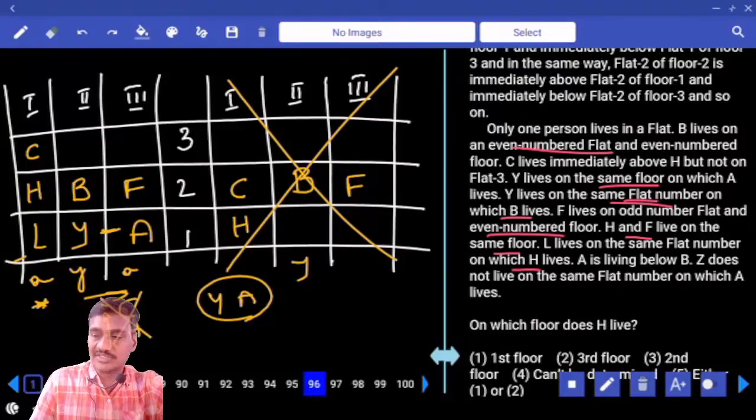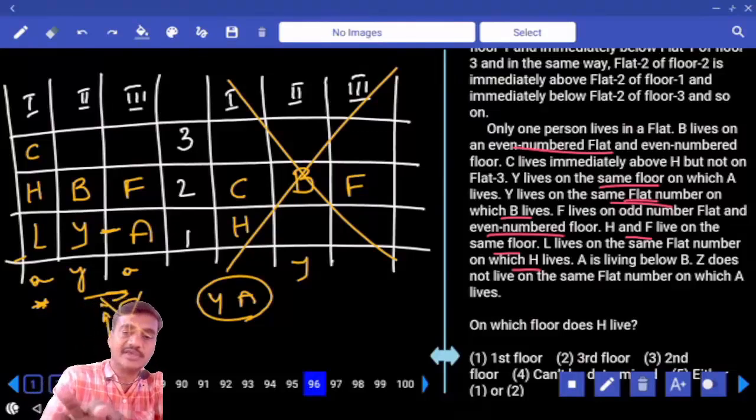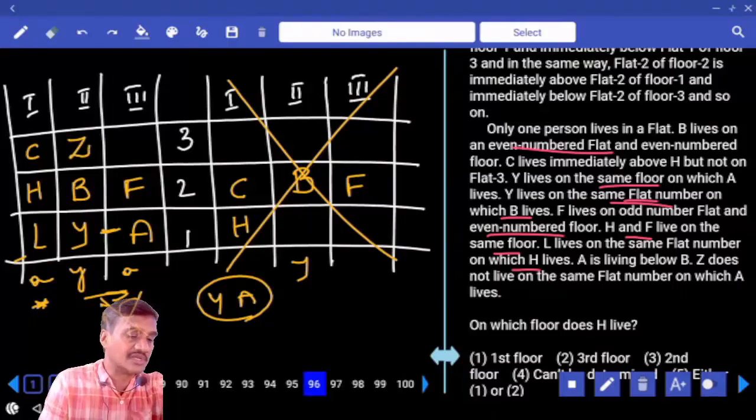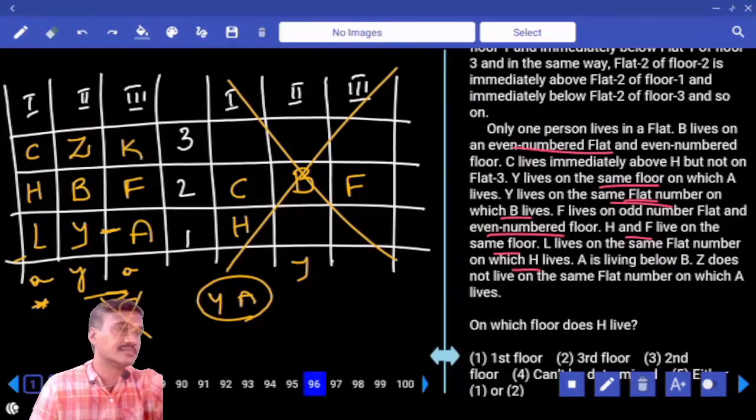Z does not live in the same flat on which A lives. A is on the 3rd flat, so Z cannot be on the same. Z is on the 2nd, K on the 3rd.